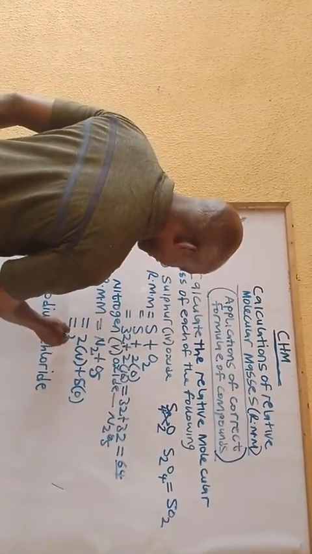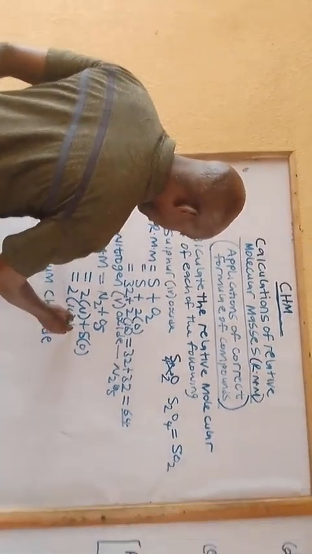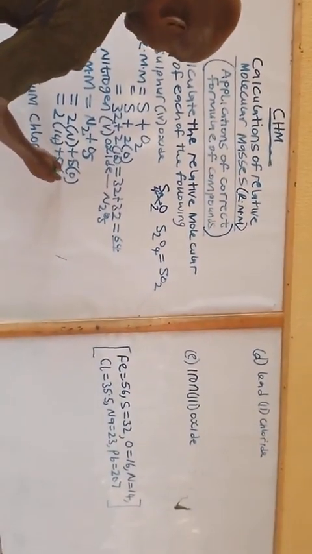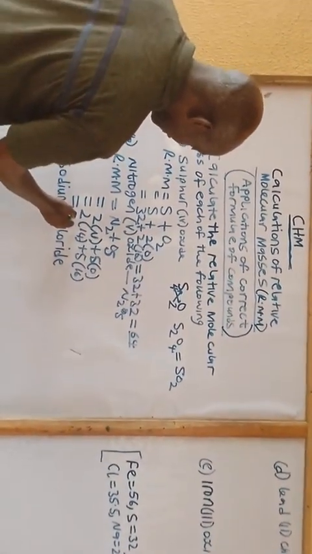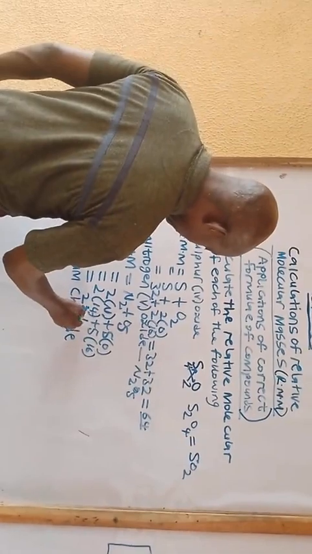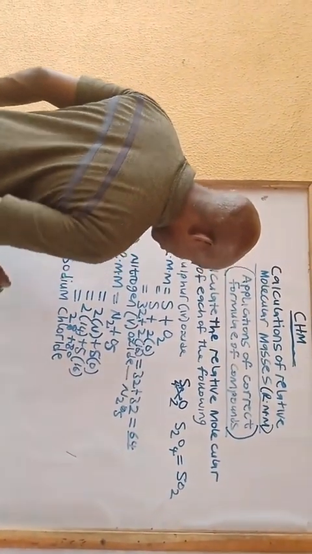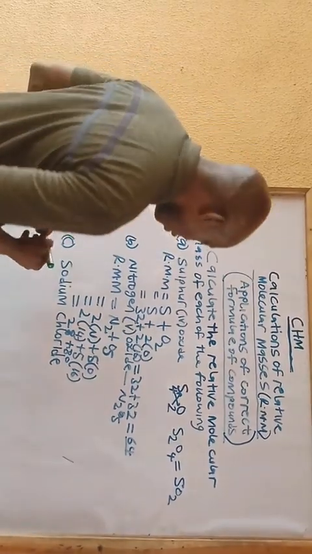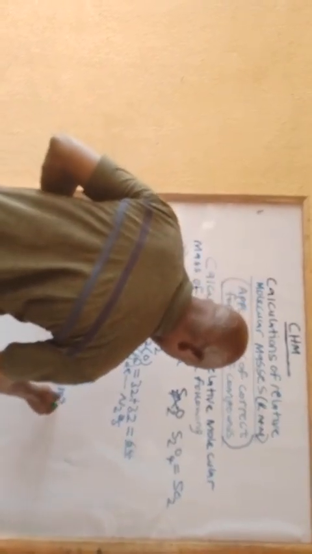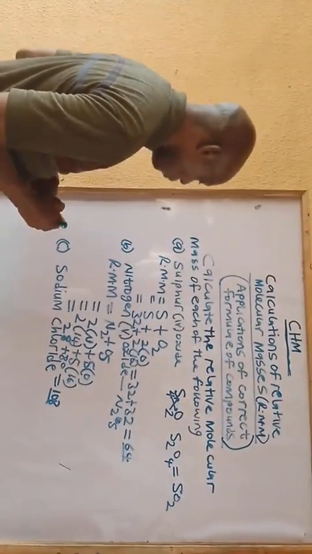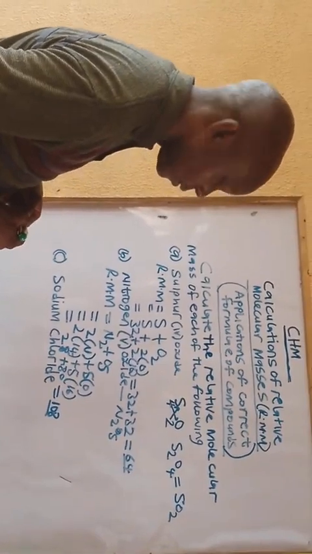So 2 times relative atomic mass of nitrogen, which is 14 as given, plus 5 times relative atomic mass of oxygen, which is 16 as given. So mathematically that gives us 28 plus 80, which will give us 108. So relative molecular mass of nitrogen 5 oxide is 108.